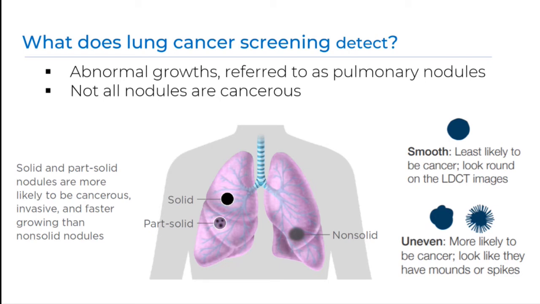And depending on what these nodules look like, depending on the shape and the size, there are recommendations for how to approach them. Is it a matter of repeating the scans in 6 months? Is it a matter of repeating the scans in 12 months? Or are these nodules concerning enough that we need to proceed with additional diagnostic steps right away?